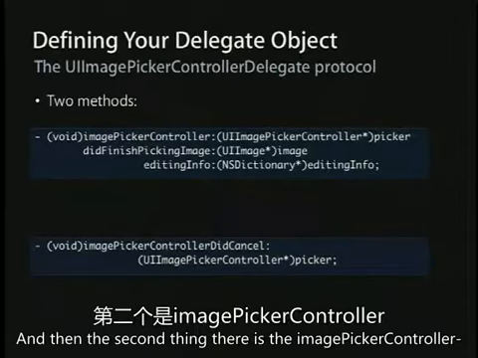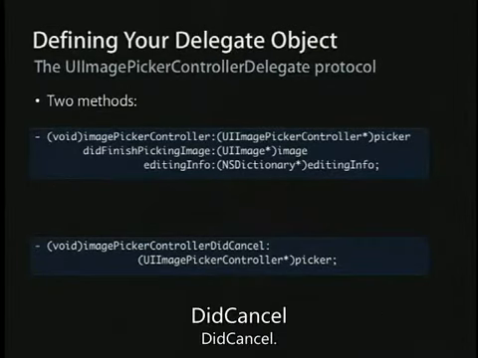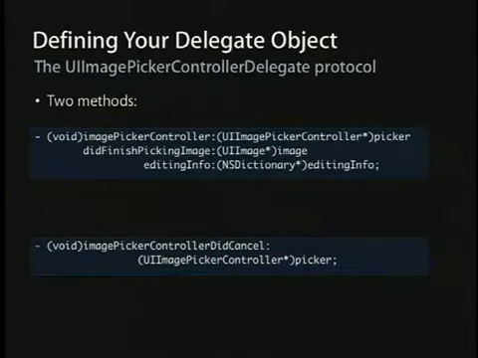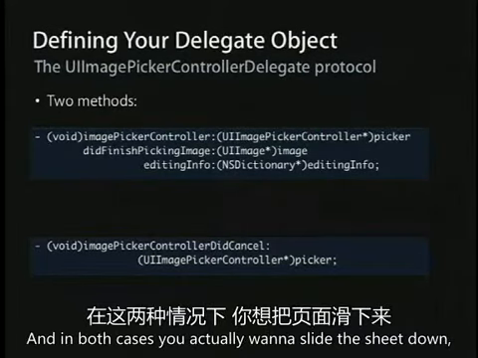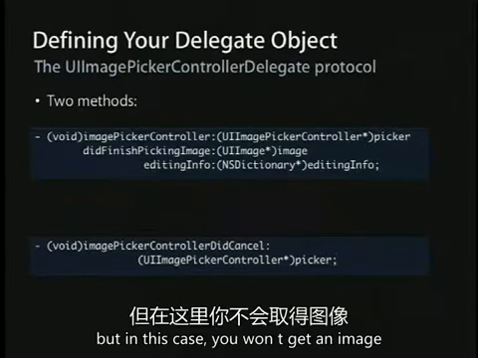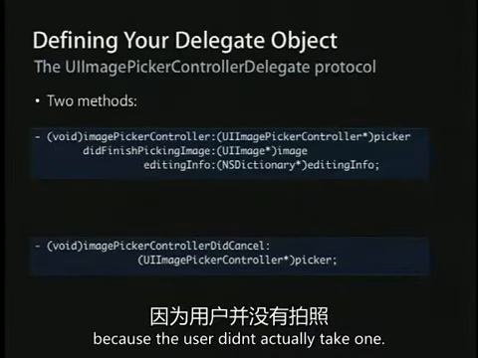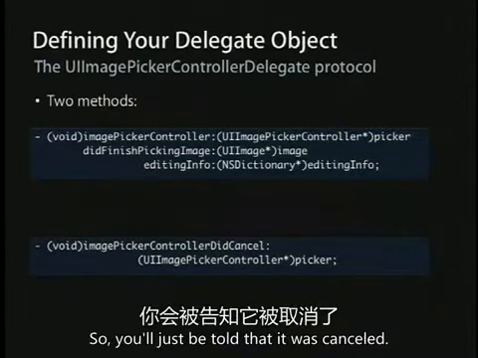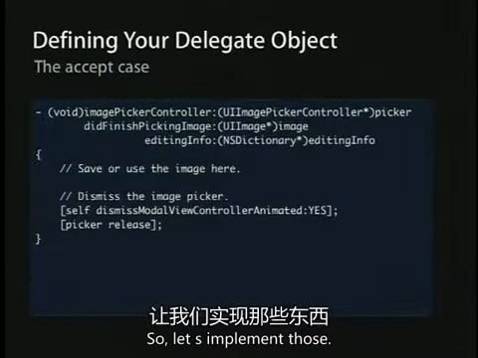And then the second thing there is the imagePickerControllerDidCancel. And this will be called in the case where the user actually hit the cancel button rather than taking a picture. And in both cases, you actually want to slide the sheet down. But in this case, you won't get an image because the user didn't actually take one. So you'll just be told that it was canceled. All right, so let's implement those.